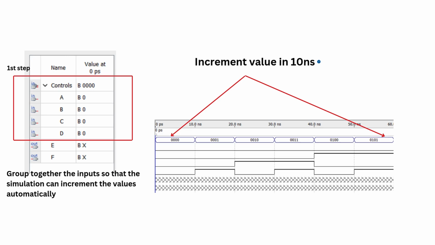Here is our functional waveform simulation. As you can see, for the first step, we group together all the inputs into one group so that the computer can automatically increment the binary value. As you can see on the right, the computer automatically increments the binary value per 10 nanoseconds. So every 10 nanoseconds, there is a change in binary value.